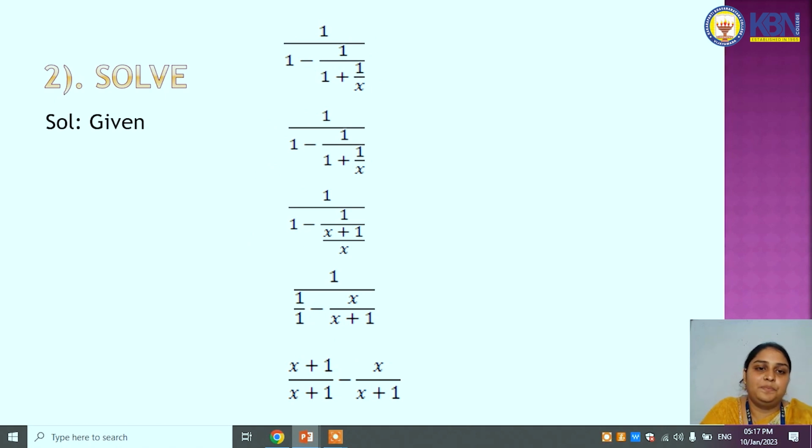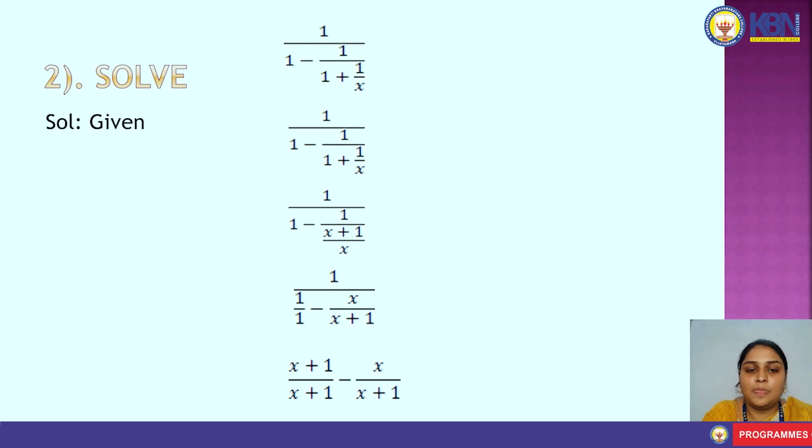In the next problem, simplify 1 by 1 minus 1 by 1 plus 1 by x. Here we have totally 1, 2, 3, 4 fractions. First we have to solve the fractions in the denominator. In the denominator the first fraction is 1 by x. Now we have to take the LCM, x, in the denominator. Then we get x plus 1 by x, which makes it 1 by 1 minus 1 by x plus 1 by x.